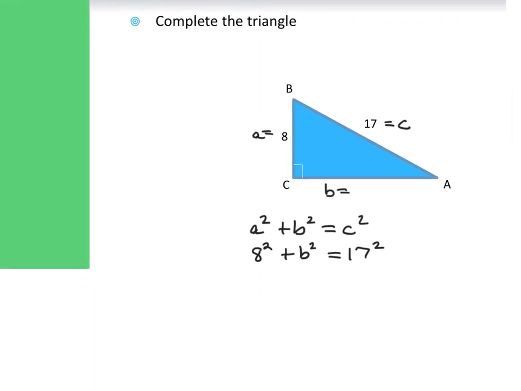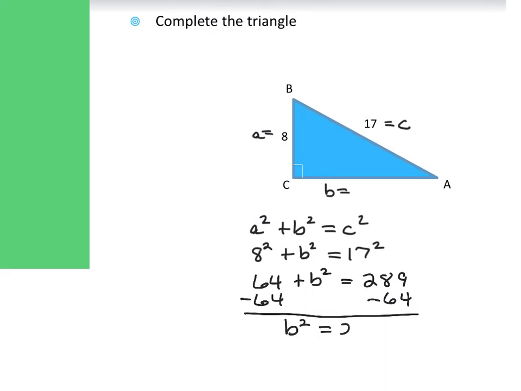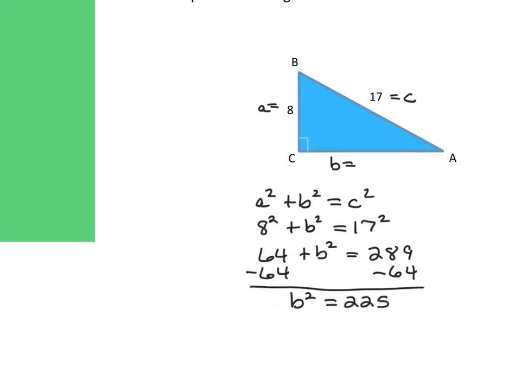I'm going to square the 8. I'm going to square the 17. I need to isolate b squared, so I'm going to subtract 64. B squared equals 225. Square root it, and b equals 15. For those of you who have memorized your triples, 8, 15, 17 is a common Pythagorean triple. If you knew that, you would save the time of the calculation.